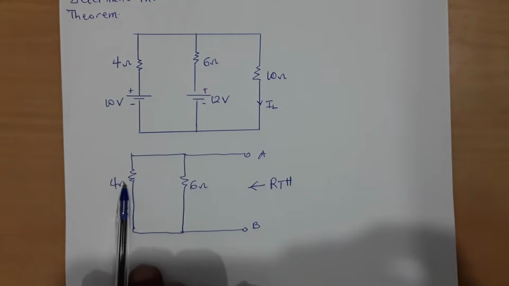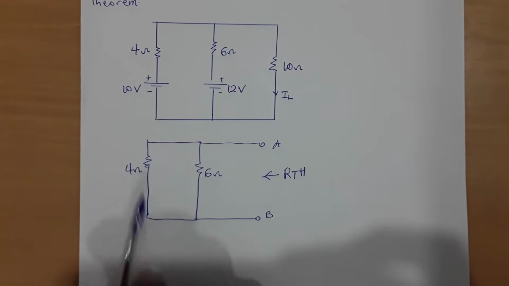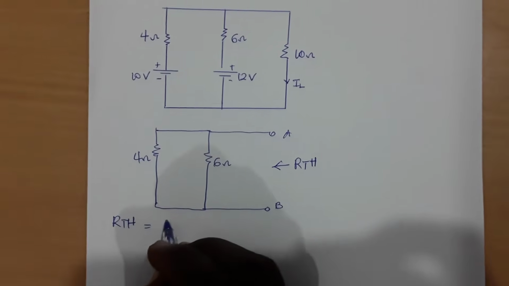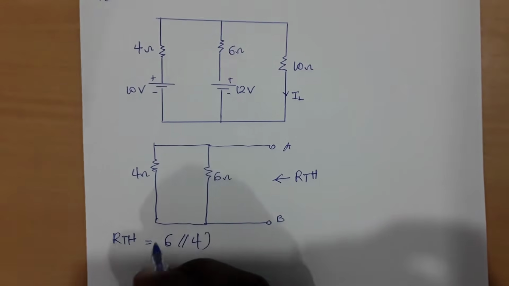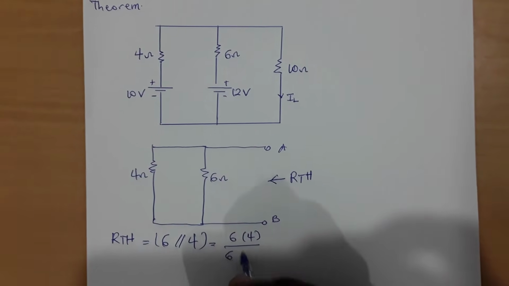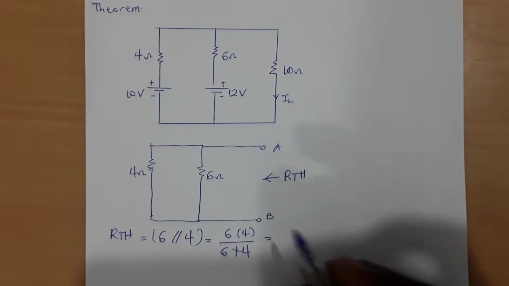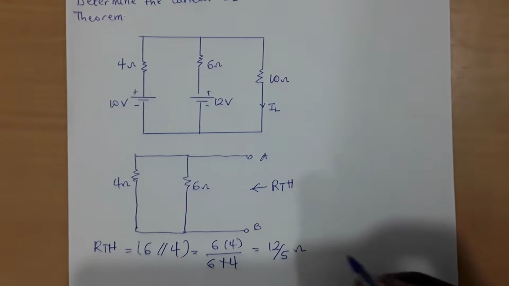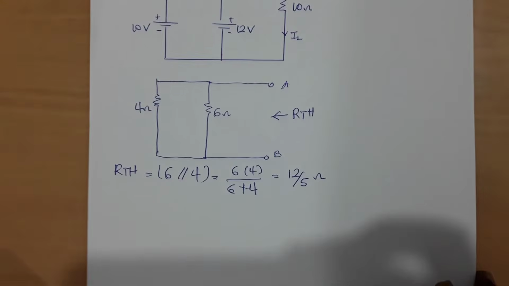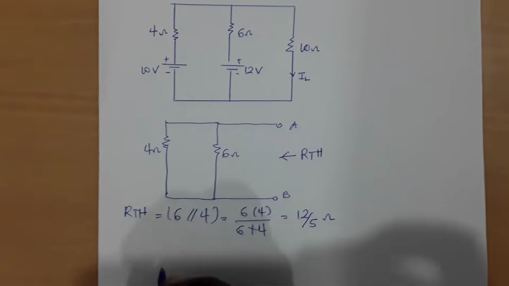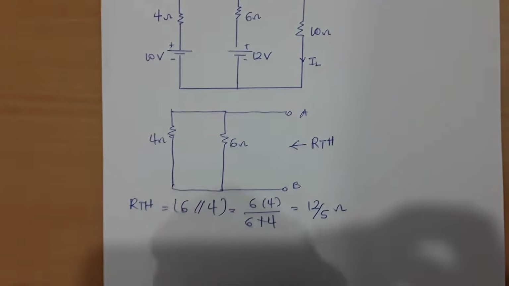We can see that 4 and 6 are in parallel, so the RTH will be equal to 6 parallel 4, which is the same as 6 multiplying 4 over 6 plus 4, which is equal to 12 out of 5 ohms. So after finding this, we will find our VTH, and this is how we find the VTH.